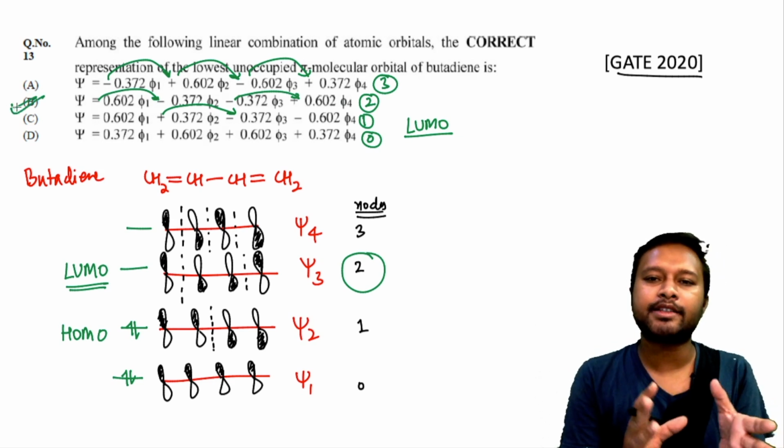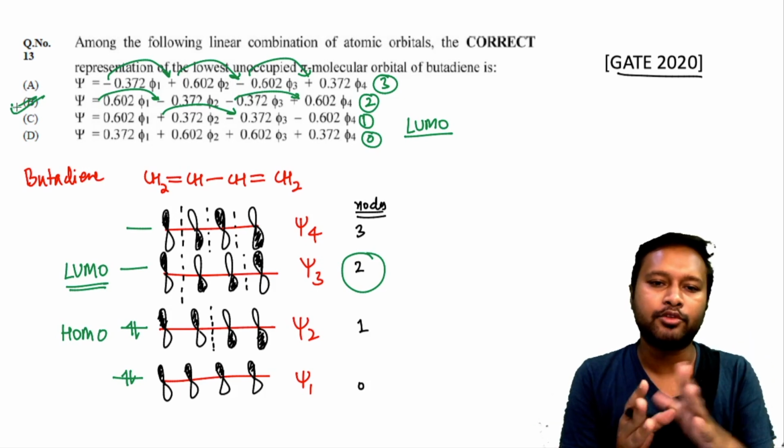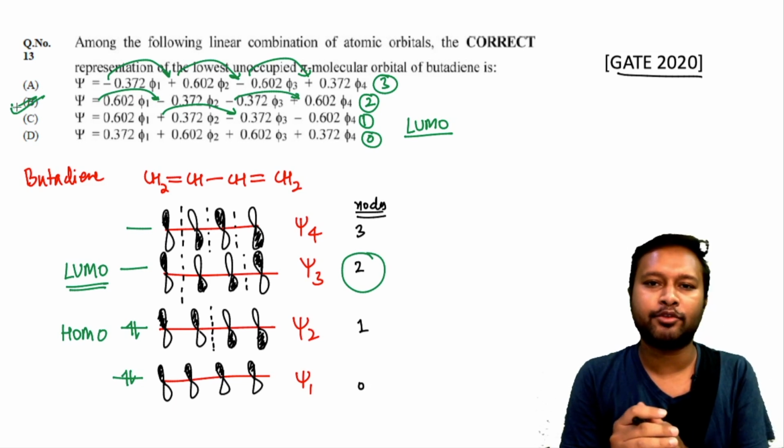So just by understanding the nodes and just by finding out the number of nodes, you can simply answer. You don't have to worry about the coefficients as well. Okay, so this is how you have to do this question. Alright, let's go for the next one then.